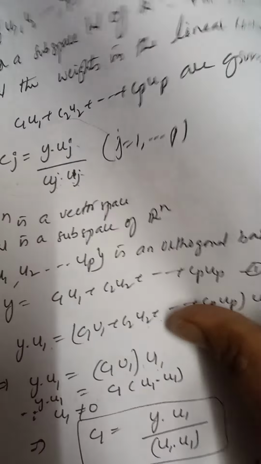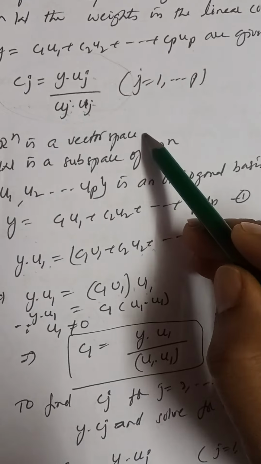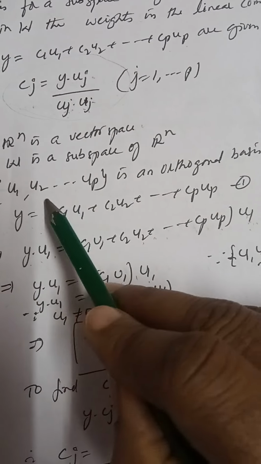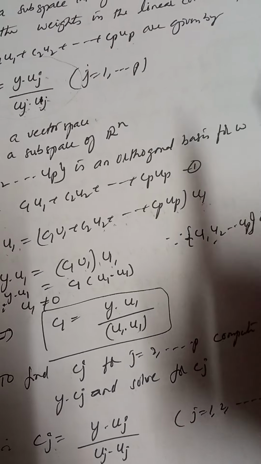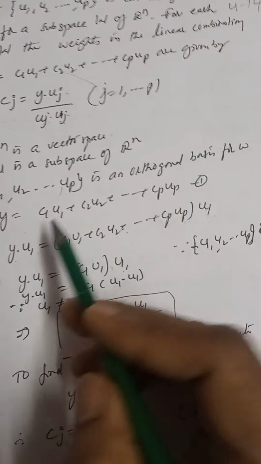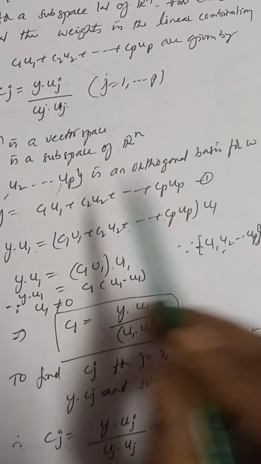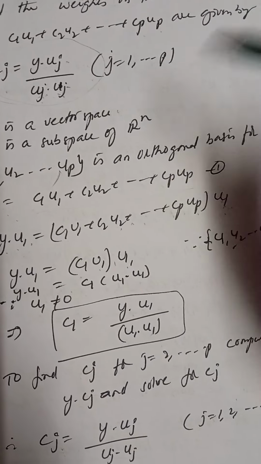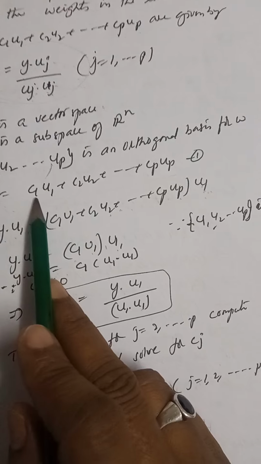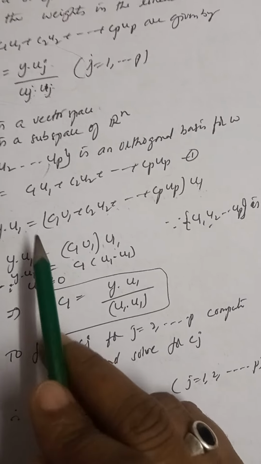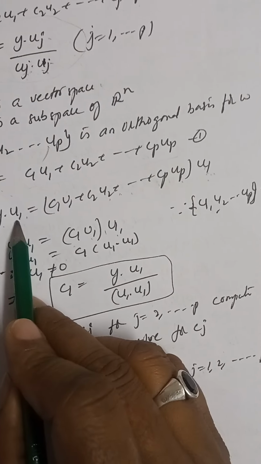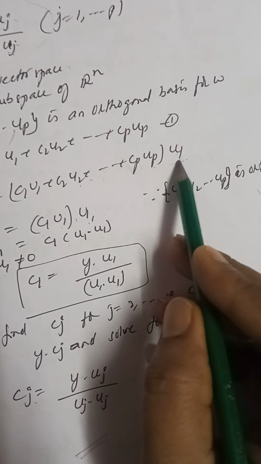Now see, we are going to prove this one. It's a very easy one. What is the given data? R power n is a vector space, W is a subspace of R power n. Now u1, u2 and so on up to up is an orthogonal basis for W. Orthogonal basis means it is a basis and also orthogonal, that's it. And y is a linear combination of these vectors, c1 u1 plus c2 u2 plus c3 u3 and so on plus cp up, where the c's are scalars. Now from this equation we need to find all the scalars. From equation 1, on both sides we are multiplying by u1.